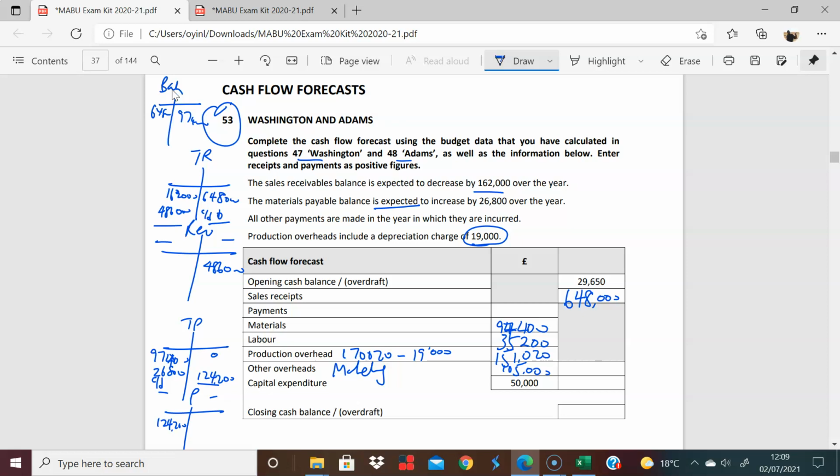So we have 97,400 plus 35,200 plus 151,020 plus 105,000, plus 50,000 for the capital expenditure, and you have a total of 438,620. So you have an opening balance here, and you have this coming in: 29,650 plus 648,000 minus 438,620 gives you 239,030.